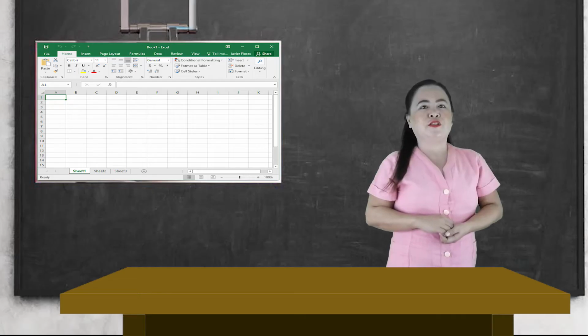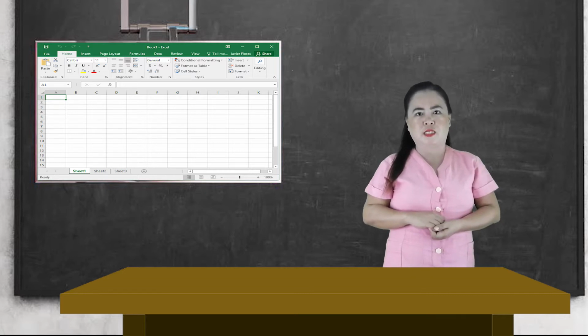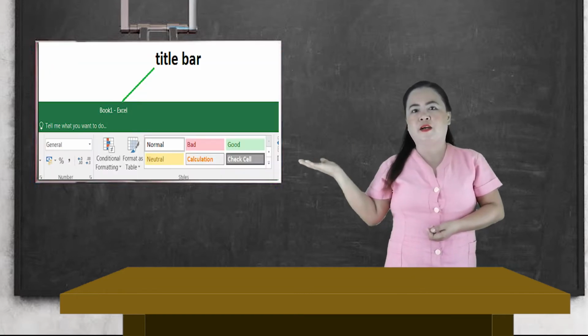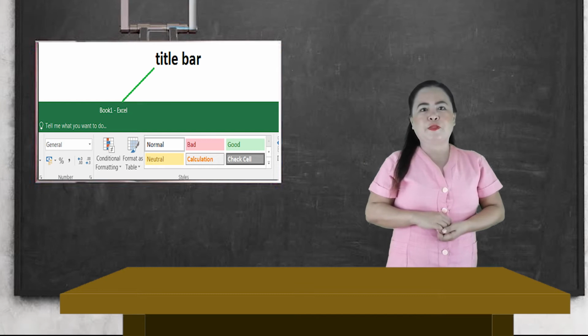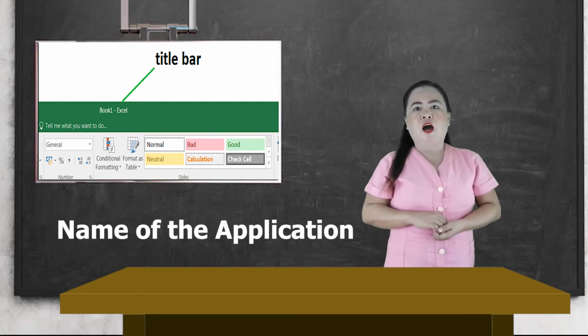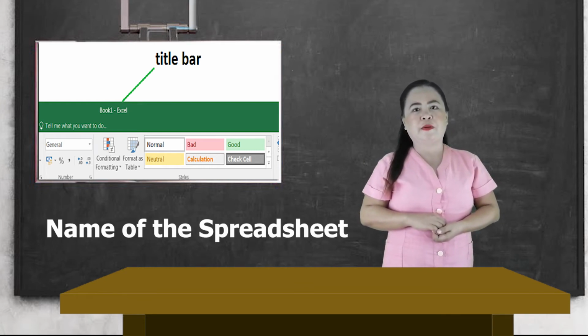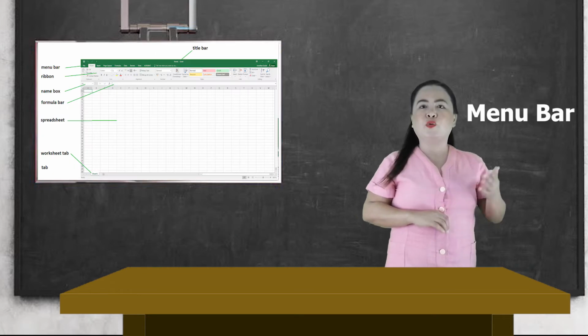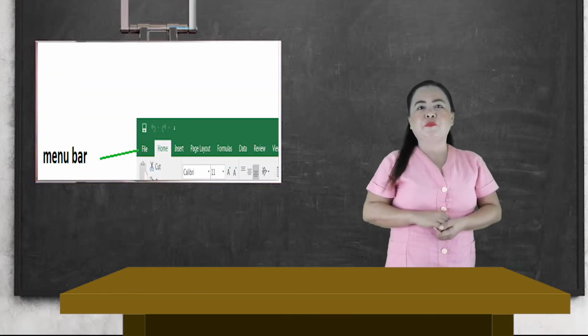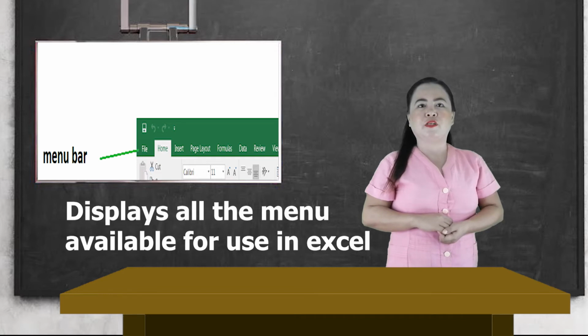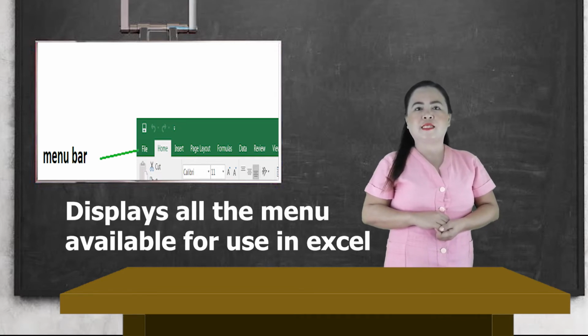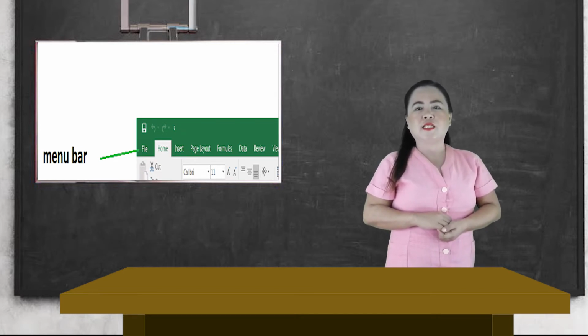Let us move on to the main parts, features, and functions of spreadsheets. Title bar. The title bar displays both the name of the application and the name of spreadsheets. Menu bar. The menu bar displays all of the menus available for use in Excel XP. The contents of any menu can be displayed by left-clicking the menu name.